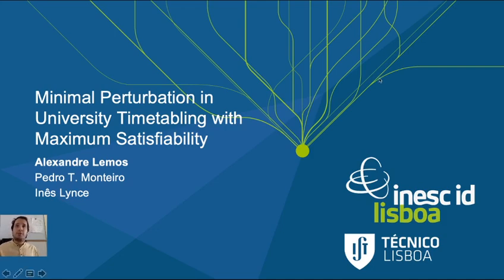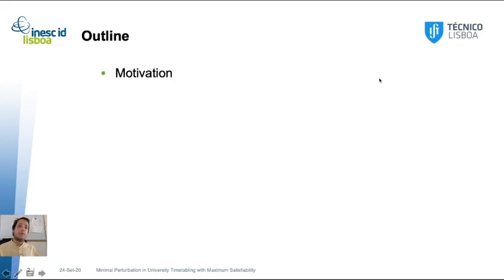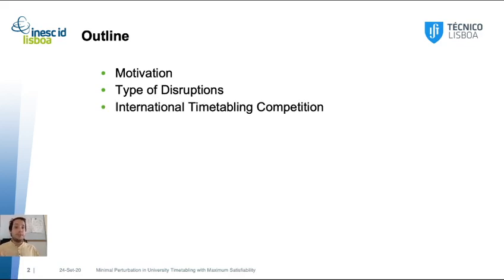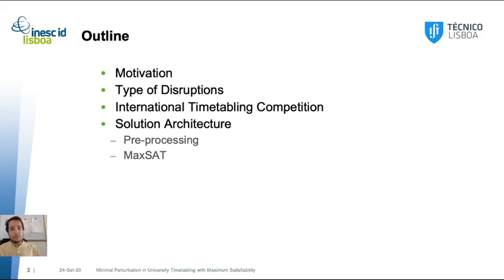First, let's start with a brief outline of the presentation. We will start by motivating you to the topic at hand, then we will discuss different types of disruptions that occur in universities, then we will give a brief description of the International Timetabling Competition in which the solution discussed in this talk has participated. Then we'll discuss the solution architecture that has a strong preprocessing background and uses a MaxSAT solver. Then we'll discuss the results, and finally we end the talk with some concluding remarks.